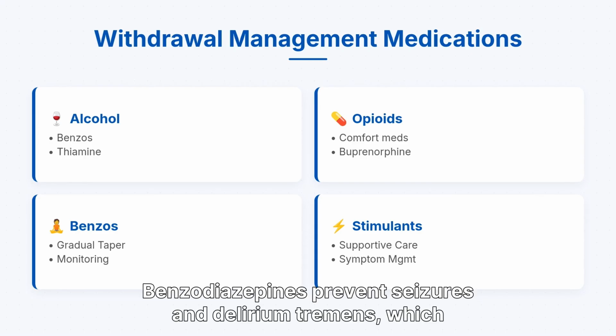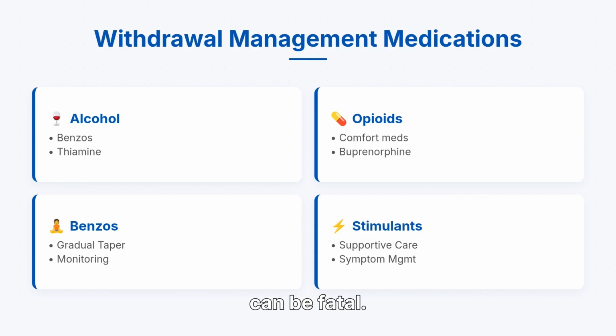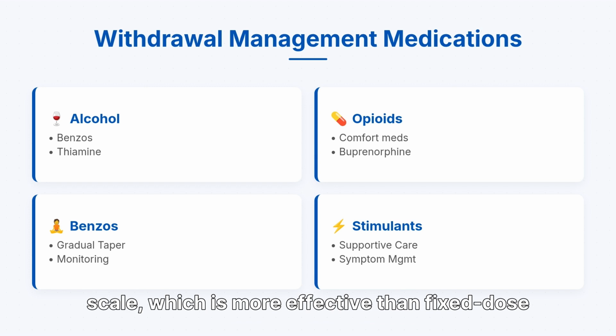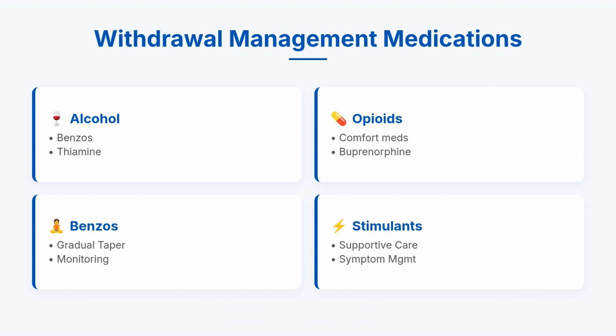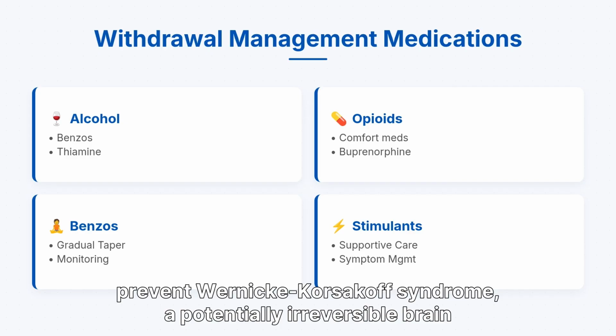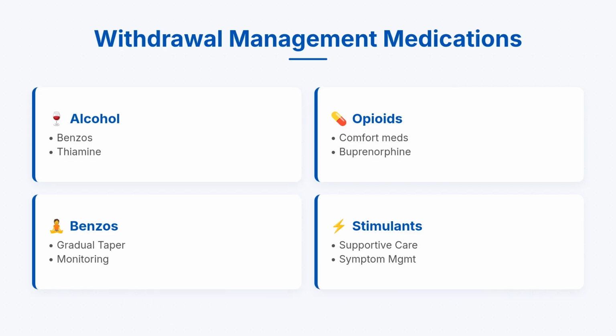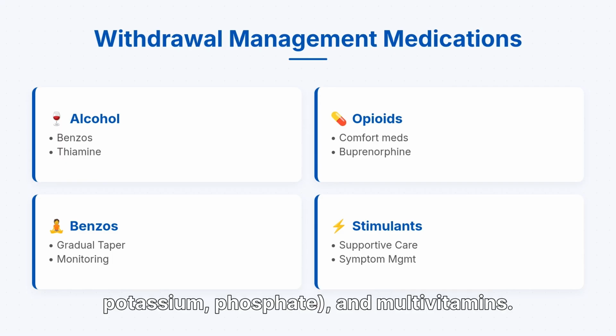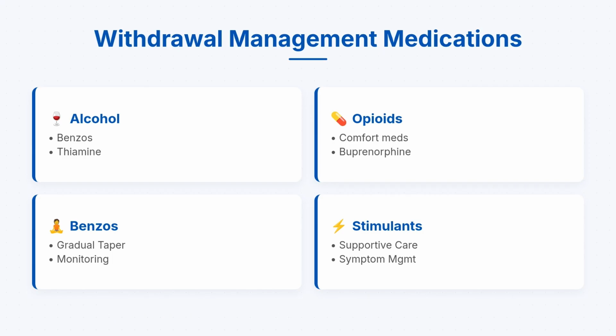Benzodiazepines prevent seizures and delirium tremens, which can be fatal. Use symptom-triggered dosing based on the CIWA-R scale, which is more effective than fixed dose schedules. Thiamine, vitamin B1, must be given to prevent Wernicke-Korsakoff syndrome, a potentially irreversible brain disorder. Supportive care: IV fluids, electrolyte replacement, magnesium, potassium, phosphate, and multivitamins.